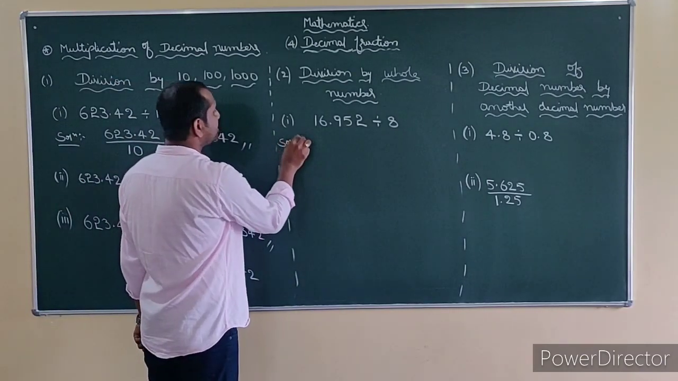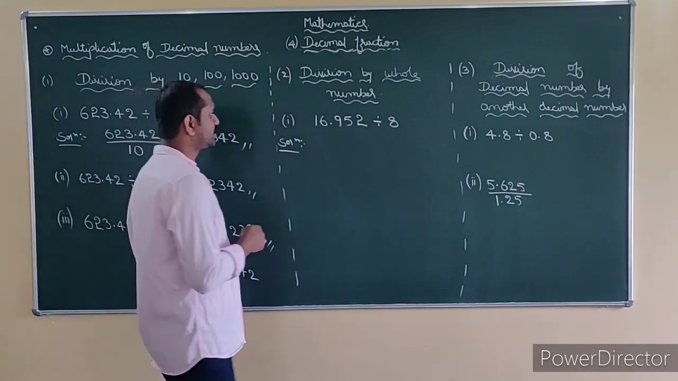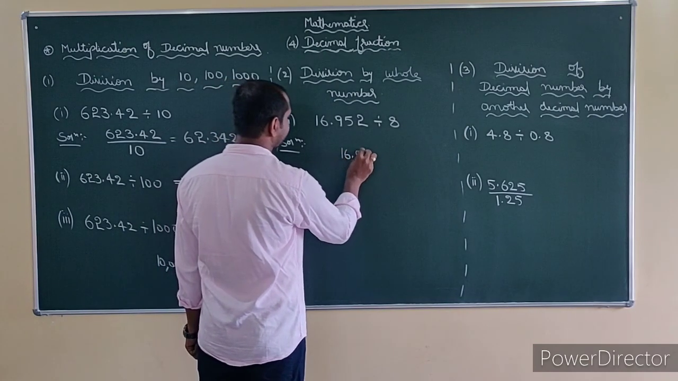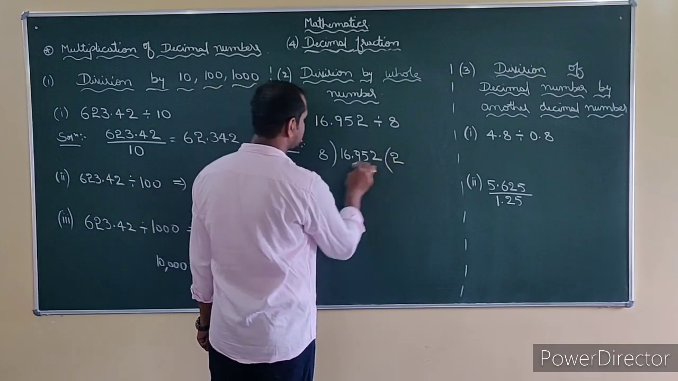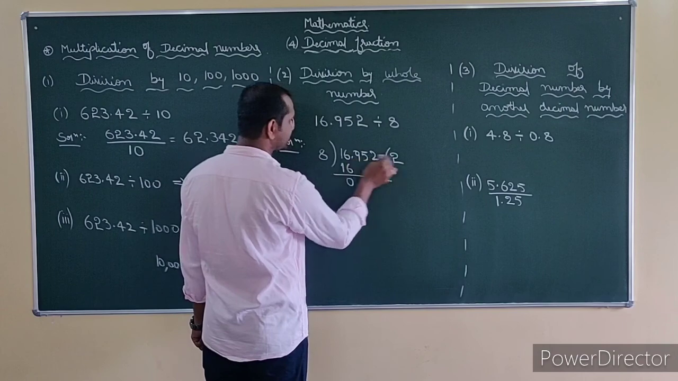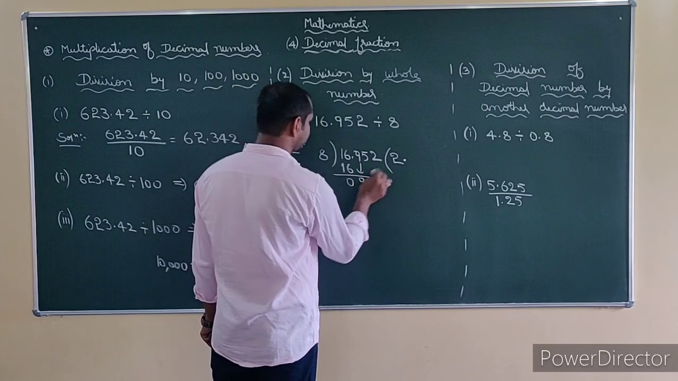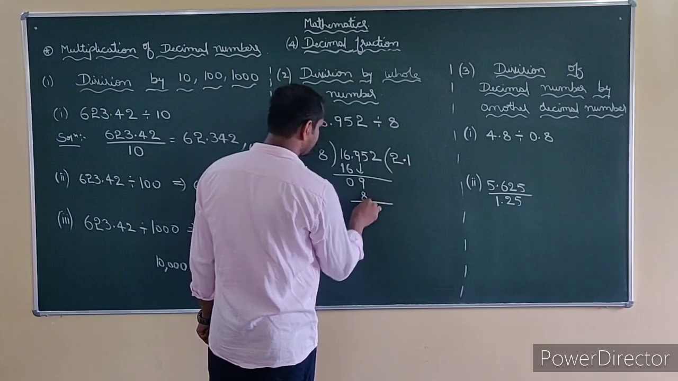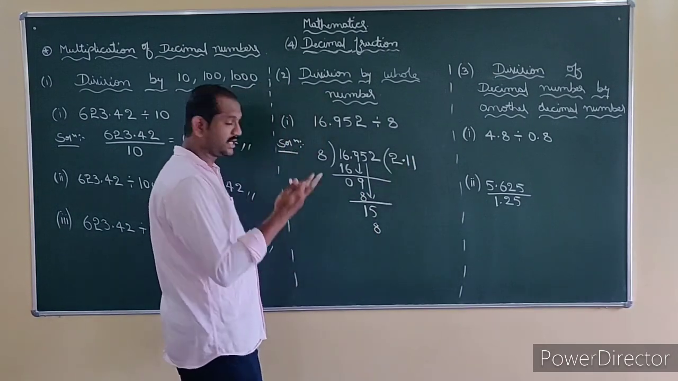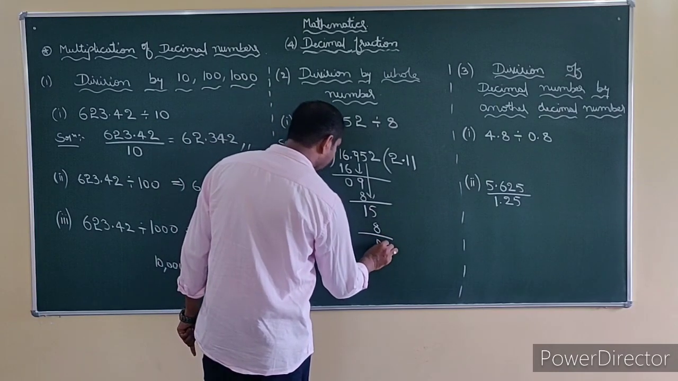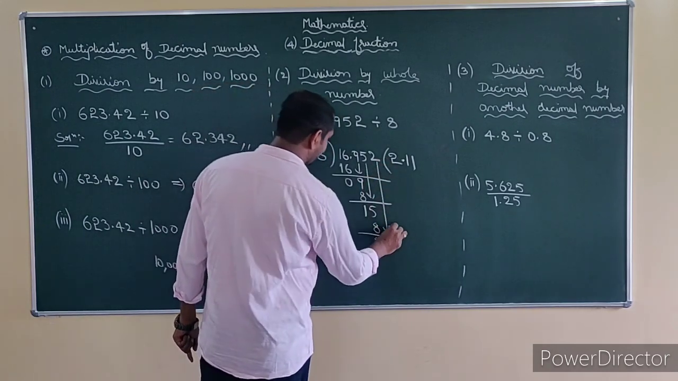Next, we have division by a whole number. This division we can do by two methods. One method I will show you now. So we have 16.952 divided by 8. So 8 twos are 16. There is a point; keep a point after that. Bring down 9. So 8 ones are 8, so the remainder is 1. Again, bring down 5. So again 8 ones are 8; because 8 twos are 16, you can't go for that. Next I have 7. Next, you bring down 72.